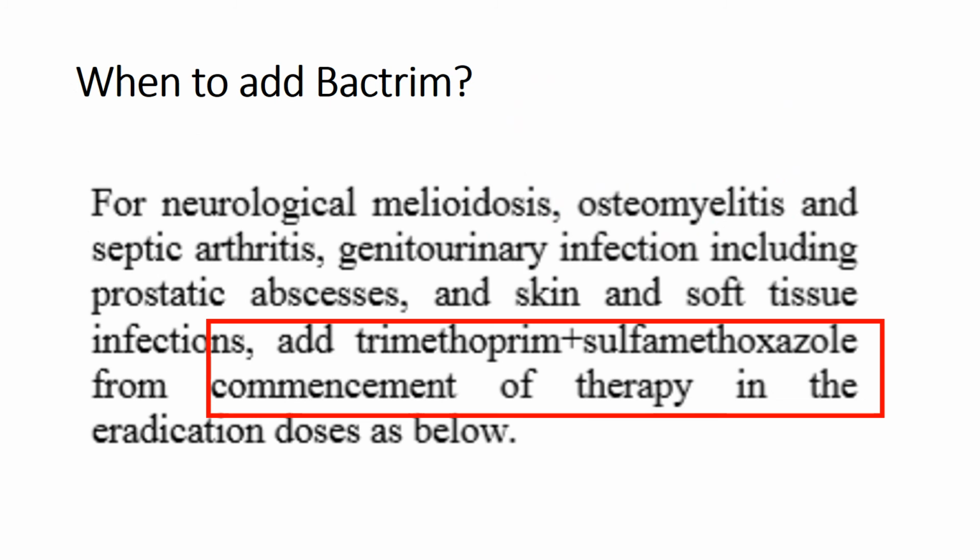Okay, the next question that is asked is, when do we add Bactrim? For neurological melioidosis, osteomyelitis, septic arthritis, or genitourinary infections, which includes prostatic abscess, and skin and soft tissue infections, you can add the trimethoprim sulfamethoxazole from the commencement of therapy, in the eradication doses. That means for these kinds of presentations, you can add them in at the beginning of your intensive phase itself, but you use the same dose as you would use in the eradication phase.